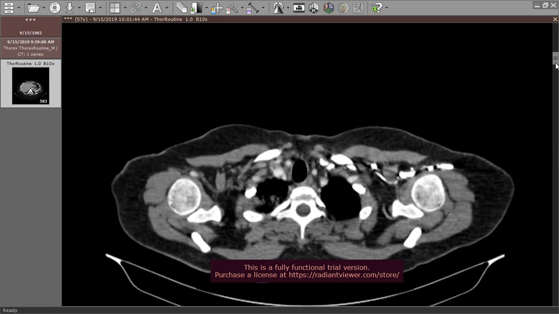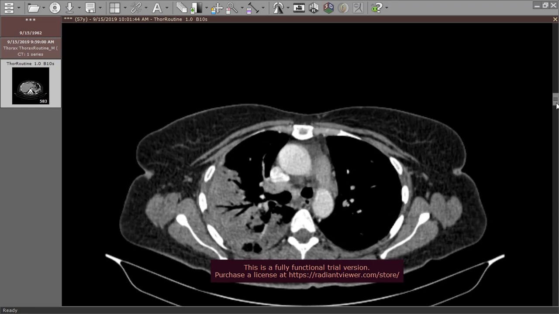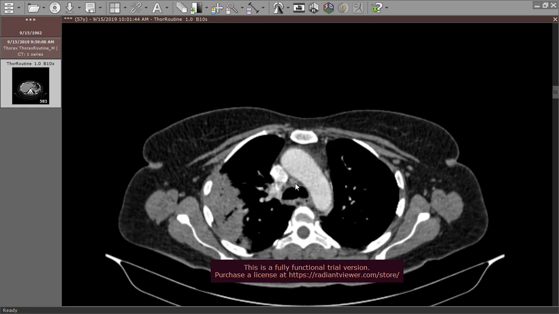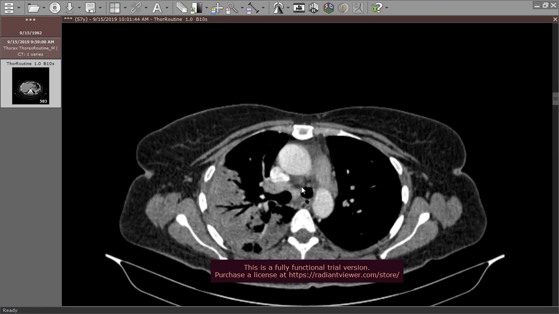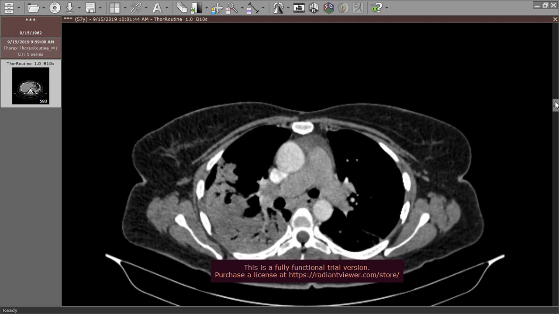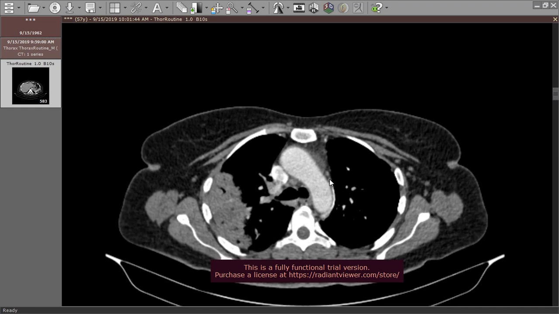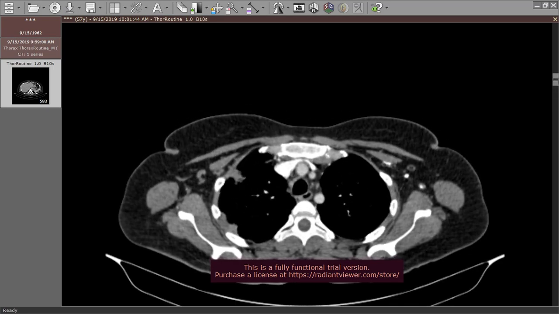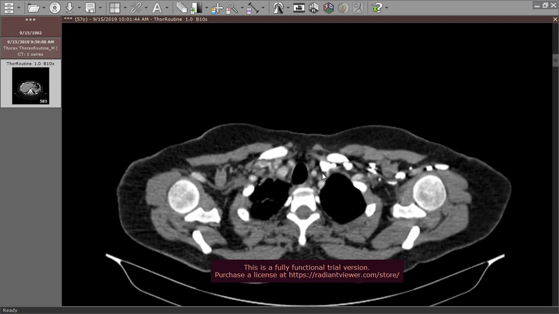If you go to the mediastinal window, you can find some reactive looking lymph nodes: prevascular lymph node anterior to the superior vena cava, pretracheal lymph nodes anterior to the carina, maybe carinal lymph nodes, shotty prevascular lymph node anterior to the aortic arch, and shotty supraclavicular lymph node as well.